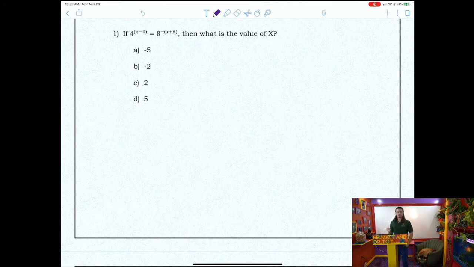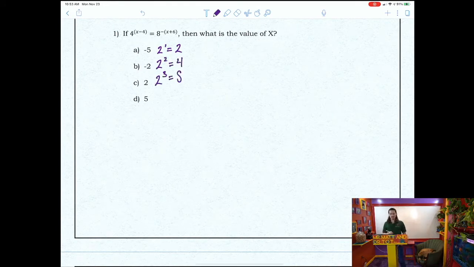So ask yourself, is there a number that we can exponentiate or raise to different powers that we can get 4 and 8? And the answer is yes, because we can recognize that 2 to the first power is 2. 2 squared is 4, and 2 cubed is 8, because 2 times 2 times 2 is 8. So I'm going to replace 4 and 8 in terms of an exponentiation of 2.